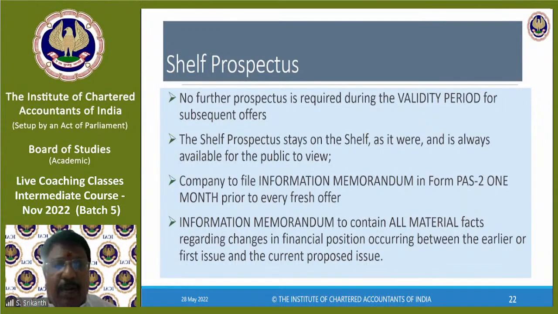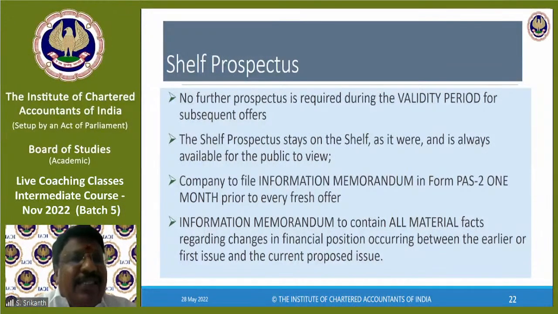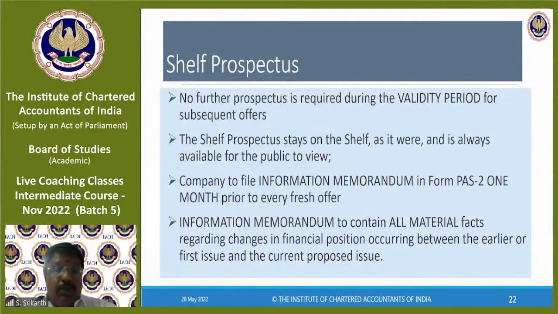You file the information memorandum in the form. The idea is, if there is any material change, for example, if the debt has gone up or some changes have happened in your equity base, you should put all material facts regarding changes in financial position occurring between the earlier or first issue and the current proposed issue. Suppose you have made the first issue, then the second issue. For that you filed an information memorandum. Now the third issue, you're going to go. So within 1 month before the third issue, you should file all material facts regarding changes occurring between the earlier, that is the second issue, and now the third issue.